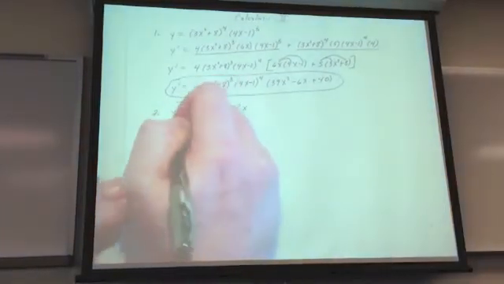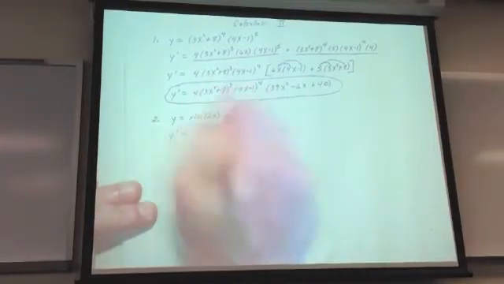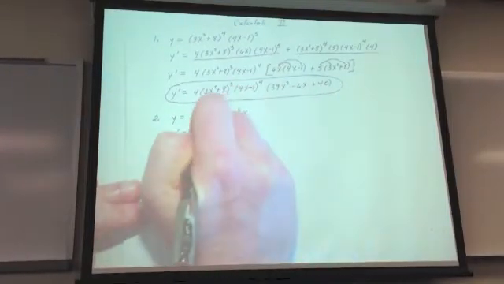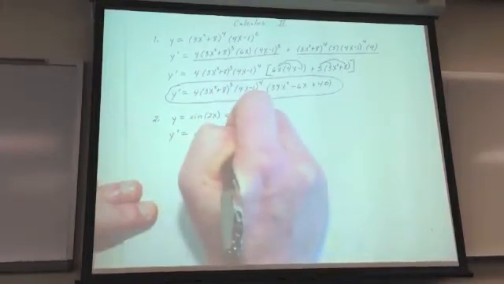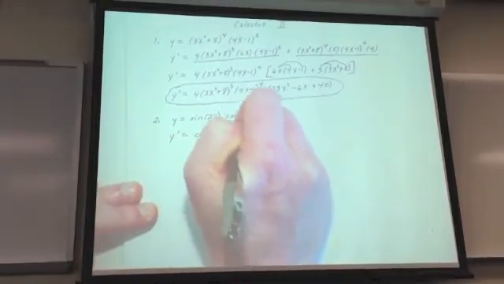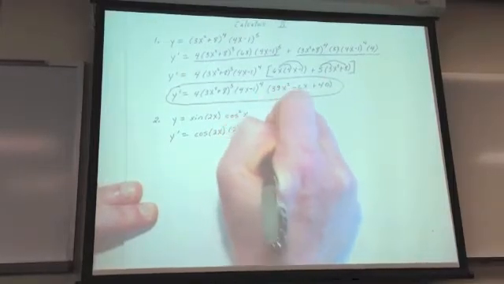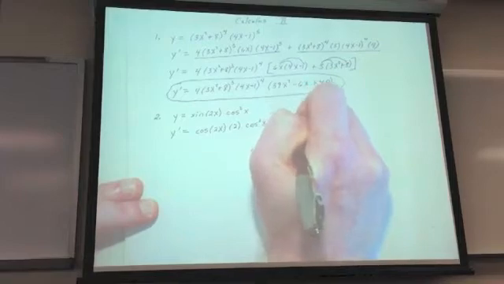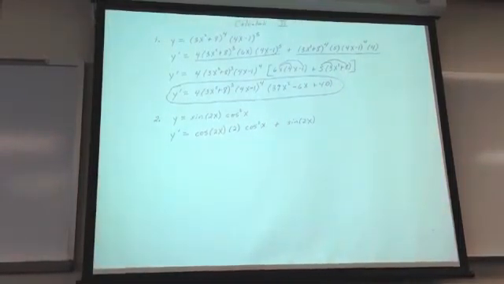Product rule tells me y prime, or dy dx, is the derivative of the first. Derivative of sine is cosine. Have to remember chain rule says to multiply by 2. That's the derivative of the first times the second, plus the first, now times the derivative of the second.